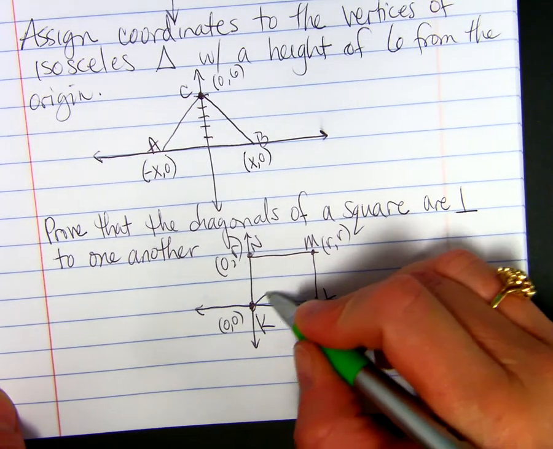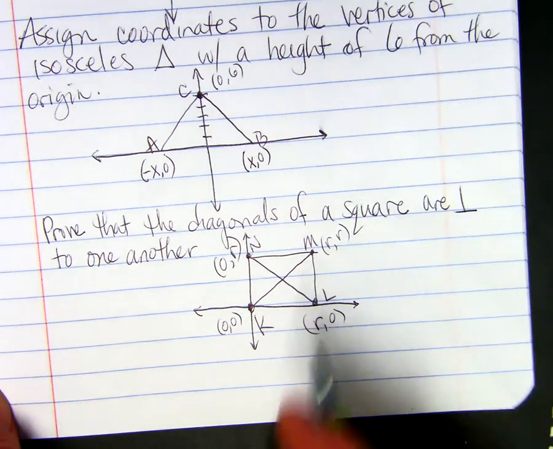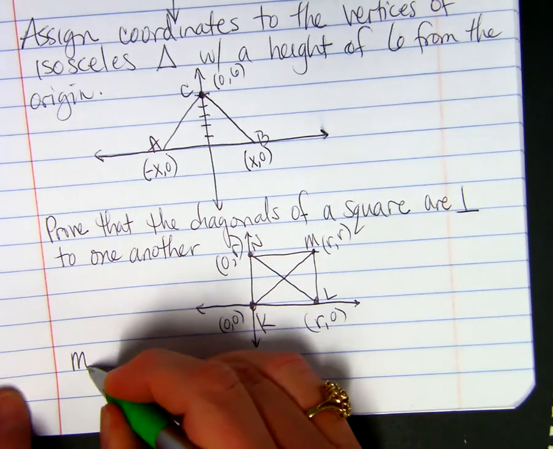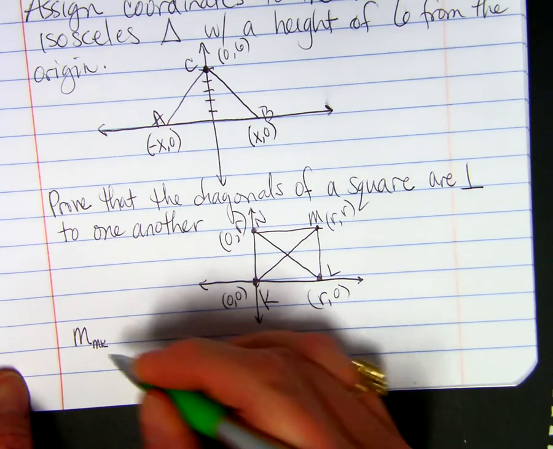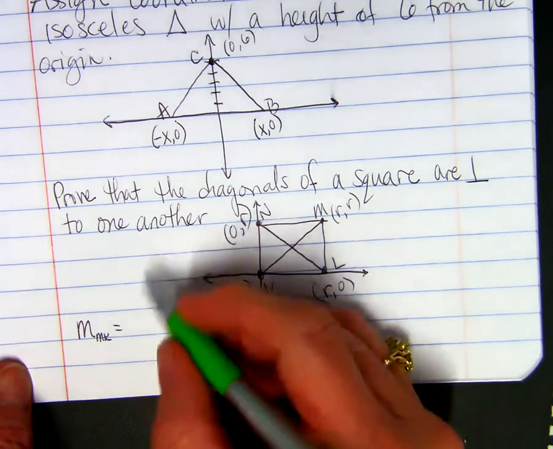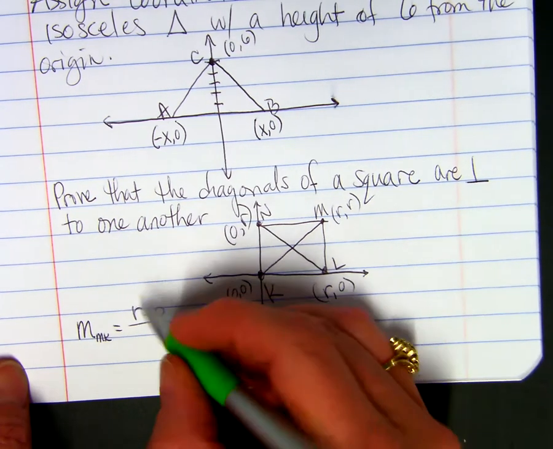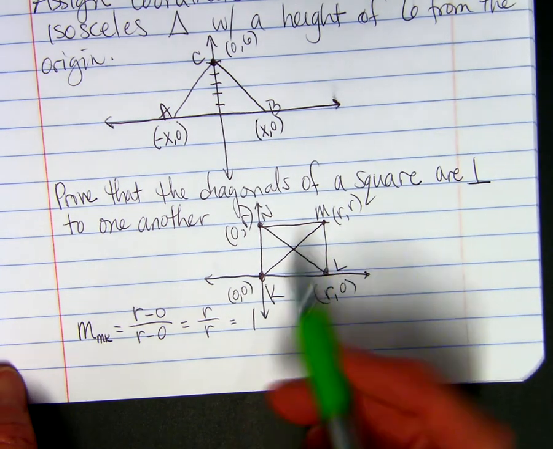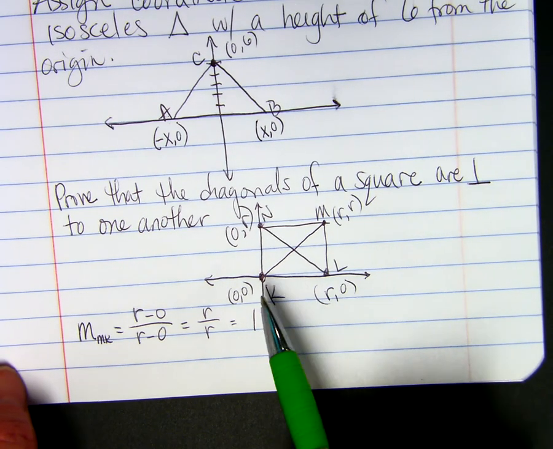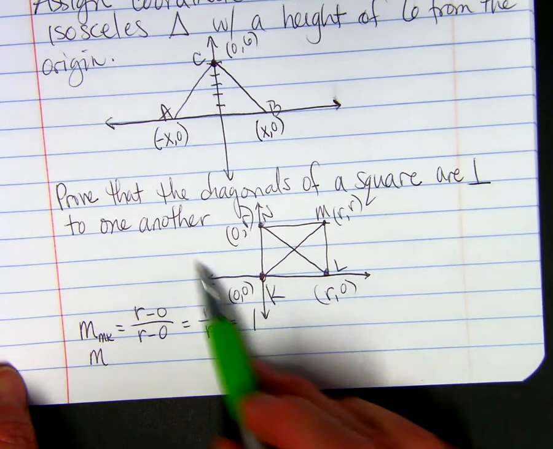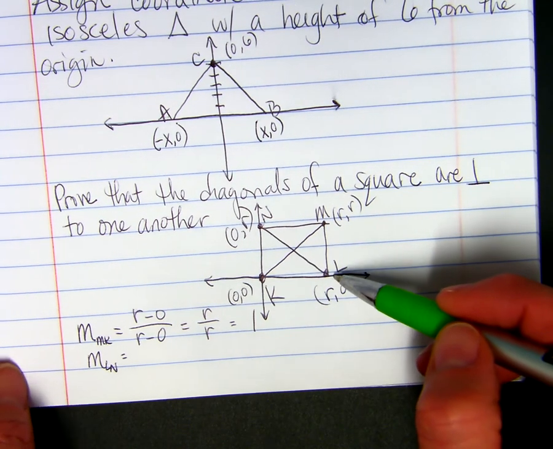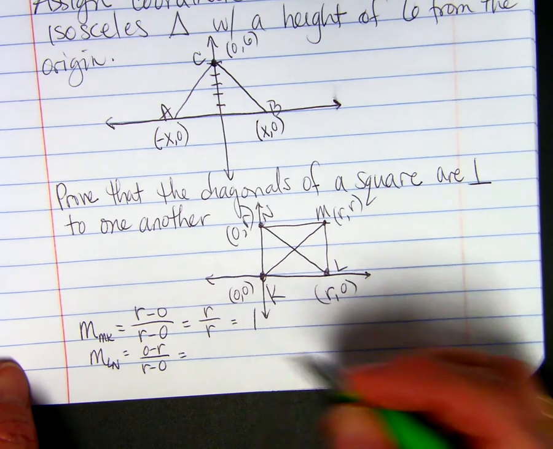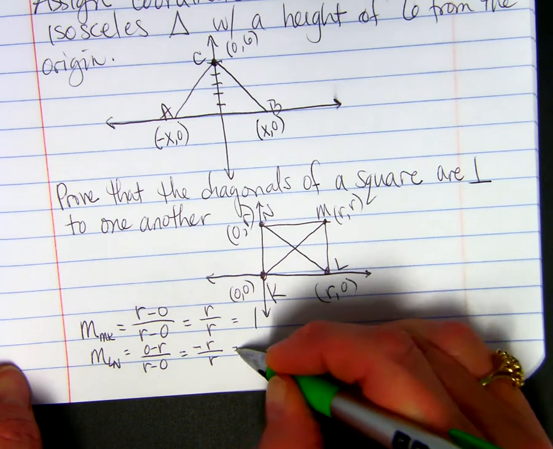So we're trying to prove that these two are perpendicular, so we can find the slope between M and K. So slope, we use the letter M for slope. So we're doing the slope of M and K. We do the difference in the y, so R minus 0, and the difference in the x's in the denominator, R minus 0, which equals R divided by R, which is 1. If we can prove that the slope between L and N is -1, then we can say they're perpendicular. So the slope between L and N is 0 minus R divided by R minus 0. So it's -R divided by R, which is -1.